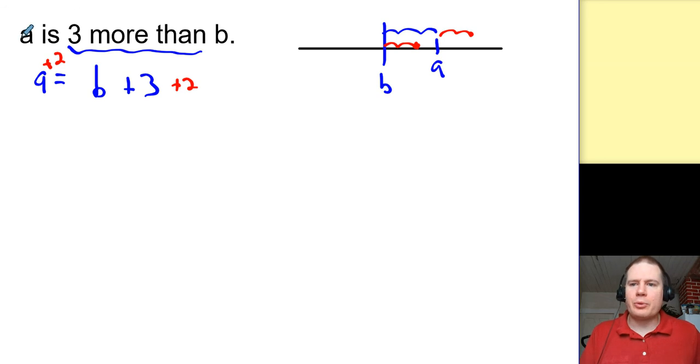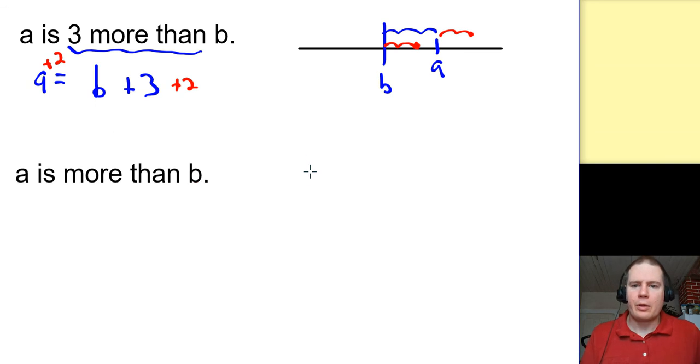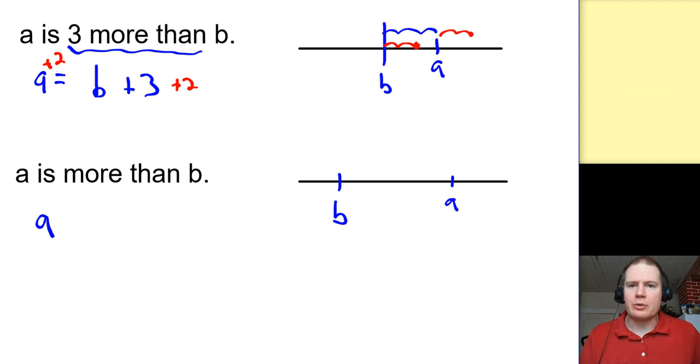Now, what's different between this statement and this statement? Do you see the difference there? I'm still comparing a and b, I can put A on here. A is more than B. So if this is A on the number line, B is somewhere over here. Let's make sure my A doesn't look like a 9.